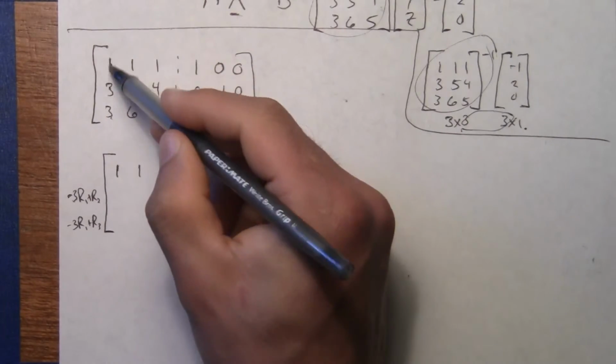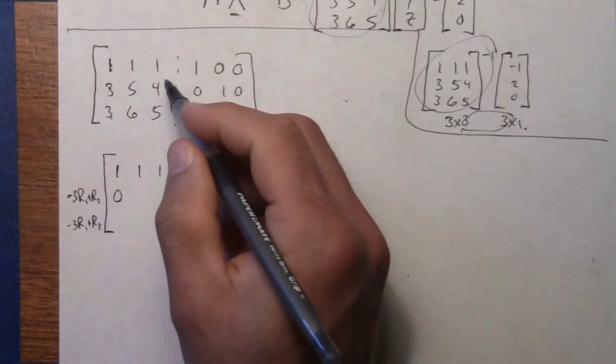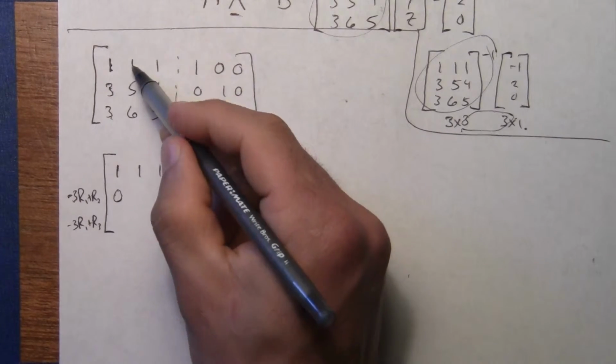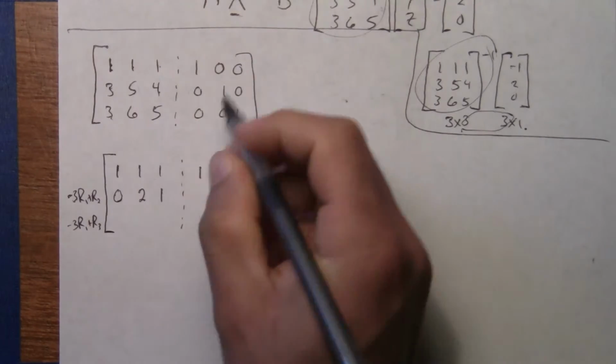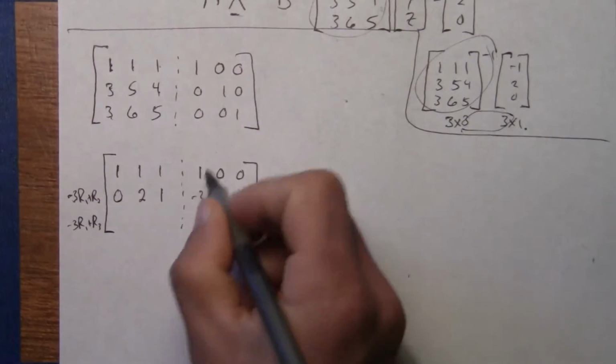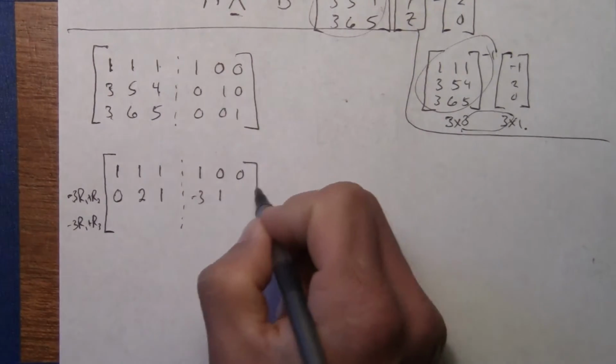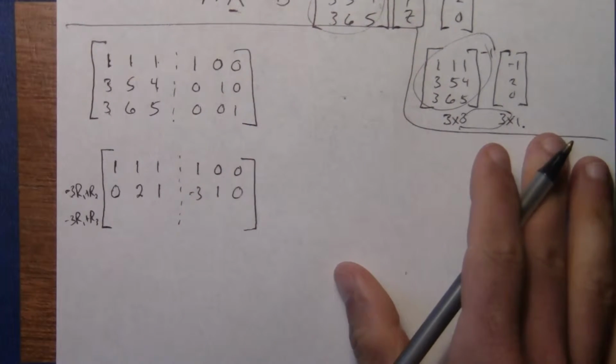Alright, so multiply by negative 3 and add is going to give me 0. Multiply by negative 3 and add should give me a 2. Negative 3 and add 4 should give me 1. Negative 3 and 0 is negative 3. 0 and 1, and then 0 and 0.